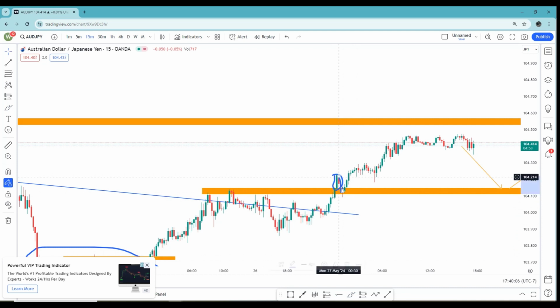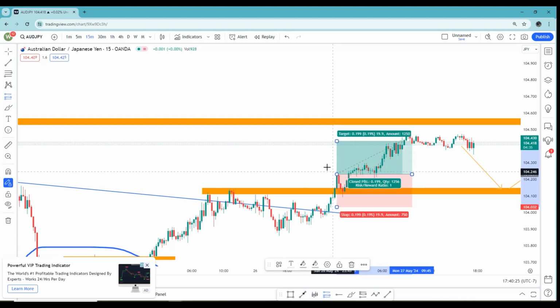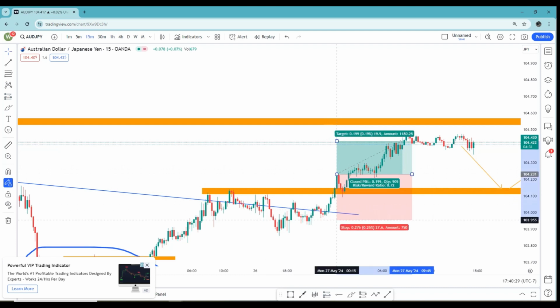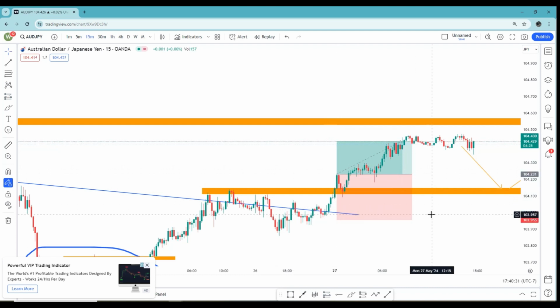But if you enter here after the first candlestick, the bigger breakout candlestick that broke out of the zone, and then you decided to enter here, this is what is going to happen to you. You have to take all this loss.